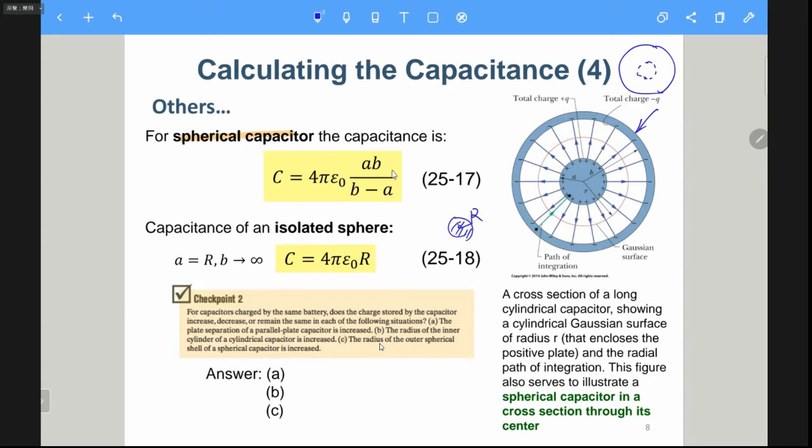If we pick B tends to infinity, it is like C equals 4 pi epsilon naught A, and then we divide by B here, so we have 1 minus A over B, and B tends to infinity, so it changes to 0. Like this. And we take A to be capital R. So this expression is like this.